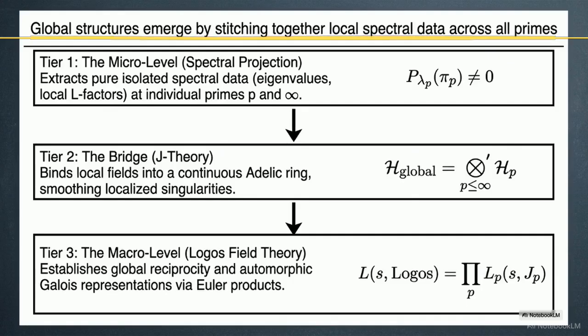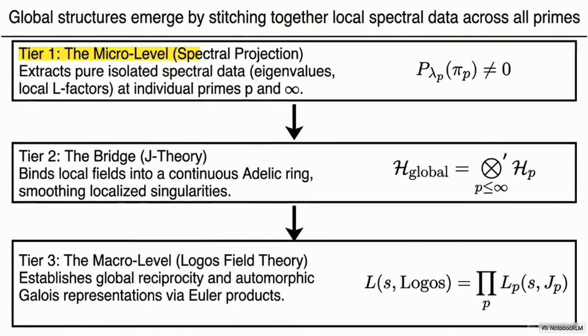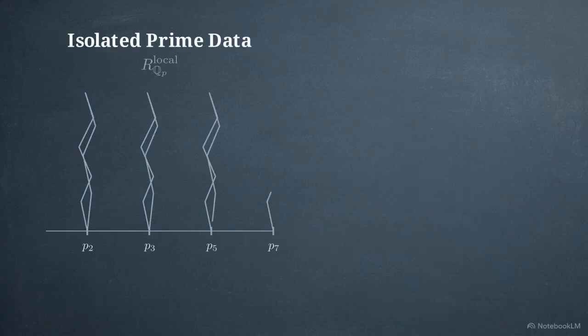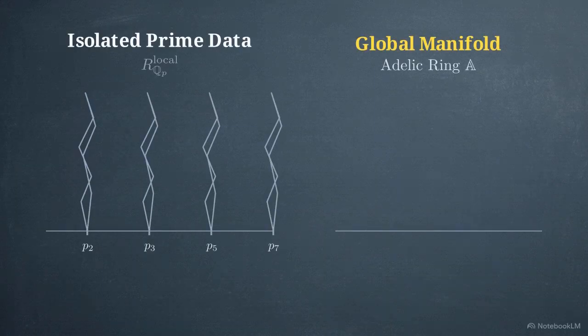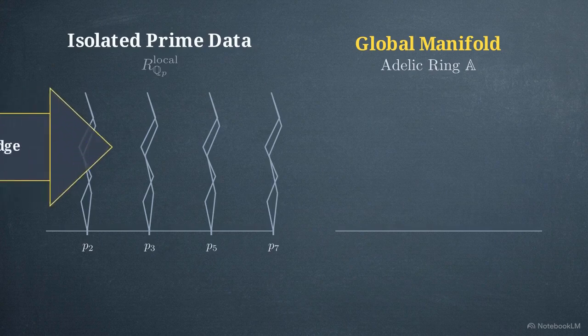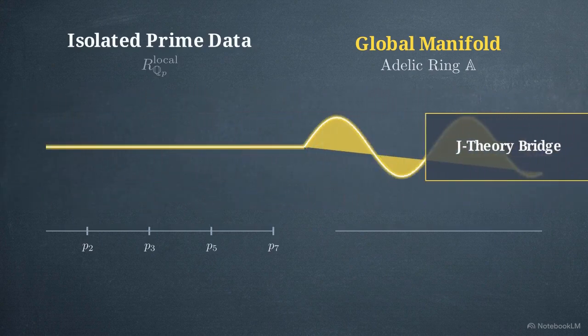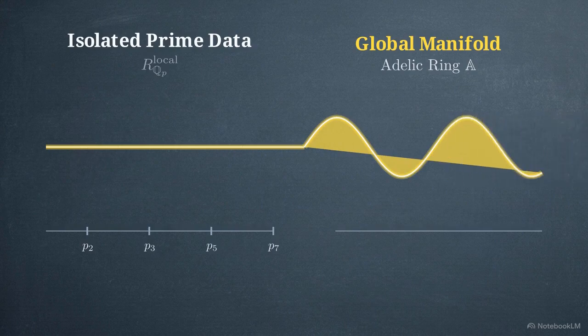This flowchart outlines how we get there using a three-tiered architecture. We start at the micro level, extracting pure spectral data at individual primes. Then we use a structural bridge to smooth out localized singularities, moving up to the macro level where we establish global reciprocity. You cannot simply map a jagged singular local point directly onto a smooth global manifold. You have to translate those local points through a strict step-by-step mathematical pipeline to make the geometry fit perfectly together.